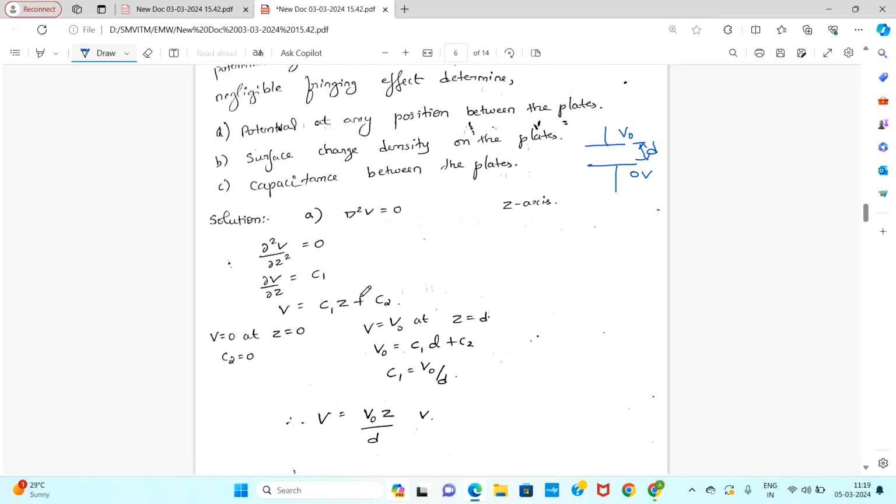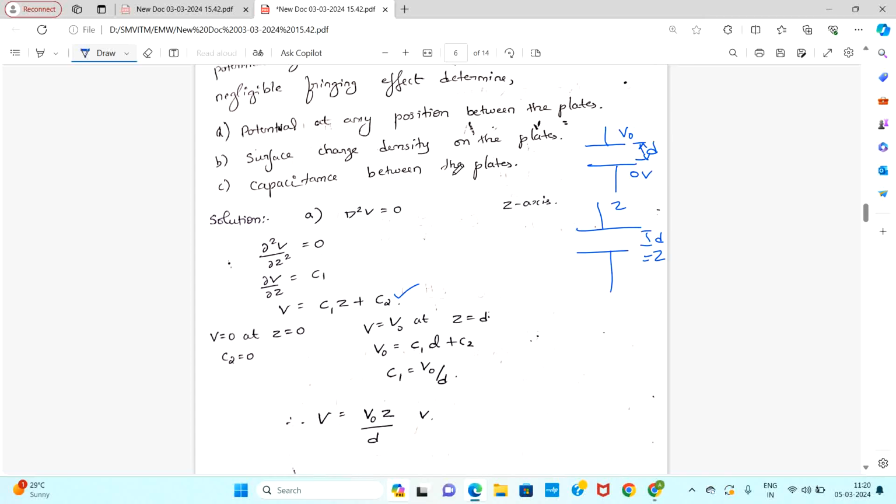The initial part is the same as finding potential. Whichever coordinate system is mentioned, in that coordinate system you have to write the Laplace equation with respect to only the given axis. Here they've given the distance between the two plates, so I can assume the capacitor is placed in the Z direction. I will take only the Z component in the Cartesian system: del square V by del Z square equals 0. By simplifying this, I got this equation.